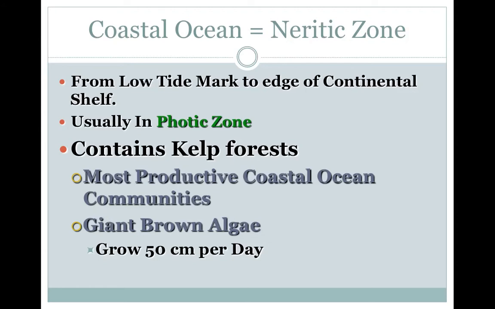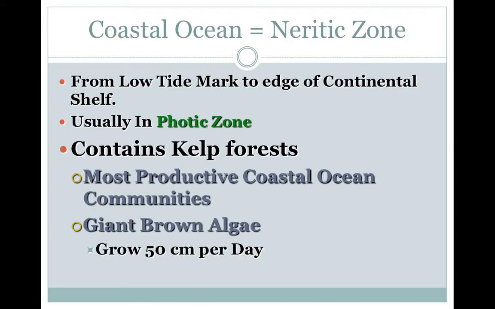Now, the next place out is going to be the coastal ocean or the Neritic Zone. And this is all the way from the bottom of the low tide mark, the absolute lowest low tide mark, to the edge of the continental shelf. And this is usually in the photic zone. Sometimes it is below 200 meters and it's out of the photic zone. And this contains those great kelp forests that we see here in the Pacific Northwest and also in Alaska. This is where your bull kelp is going to grow.